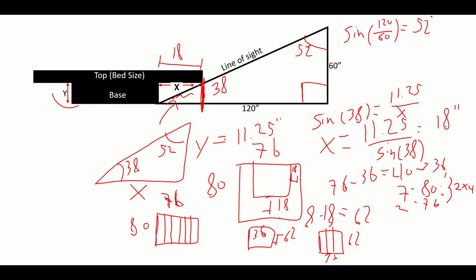So I need 7 80s and 2 76s, and then for this and 2x4s and 2x12s, I need 1, 2, 3, 4, 4 62s, and then 2 36s.